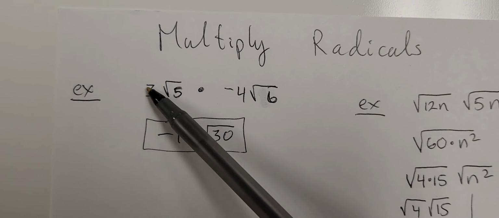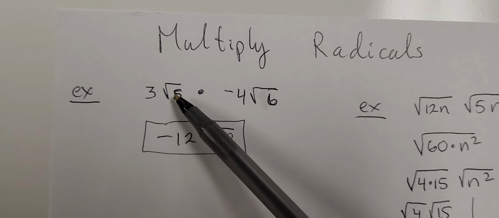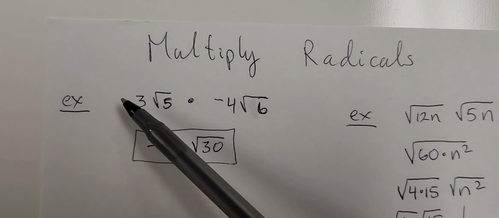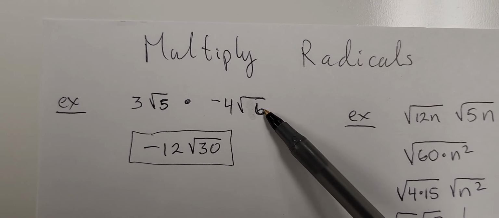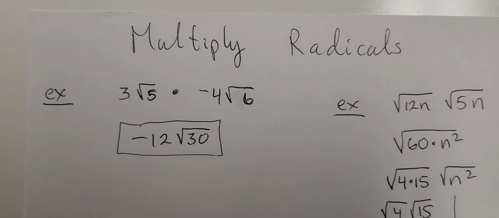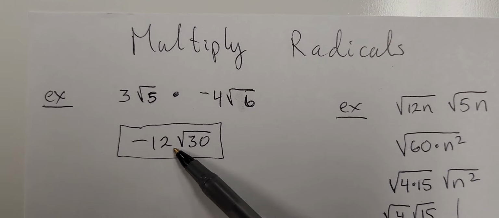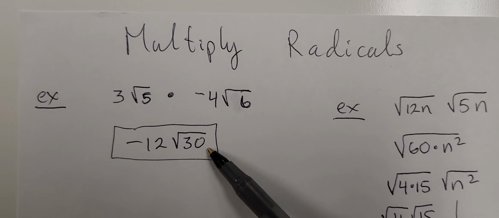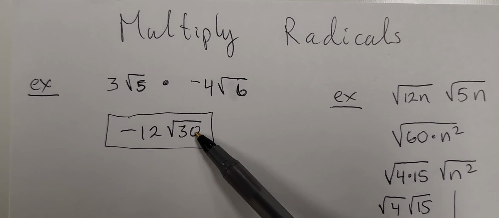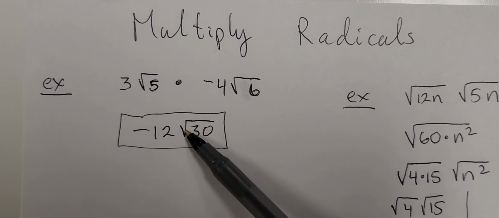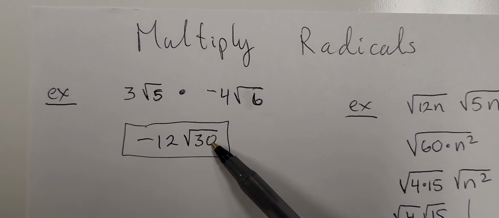One more time. Outside number and then inside number. So 3 times -4 is -12, and 5 times 6 gives me 30. So the answer is -12 radical 30, or -12 square root 30. Now this square root 30 cannot be square rooted, so we leave it alone.